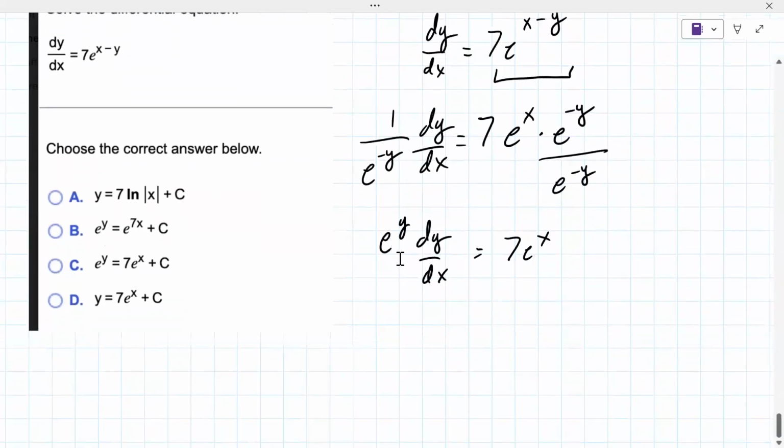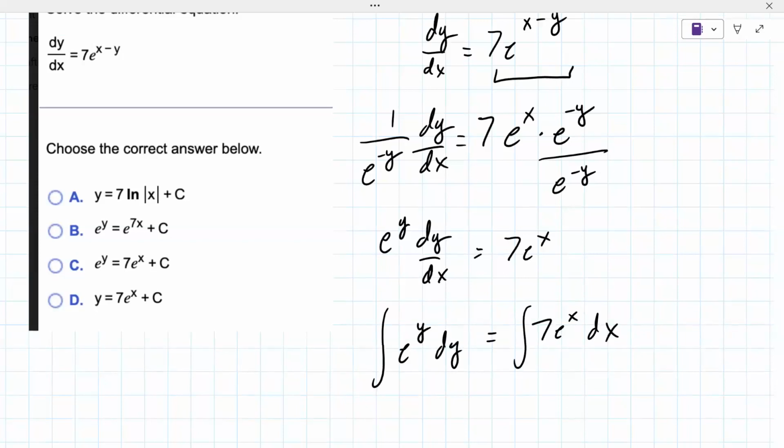All right. Then we just separate the variables: integral e to the y dy, integral 7e to the x dx. Now I want you to integrate one side or the other. It doesn't really matter. But that should tell you something when you do this. You should be like, oh, that looks good. Maybe that's one of the answers.